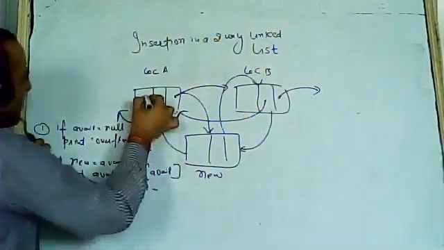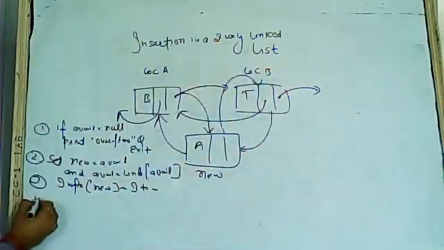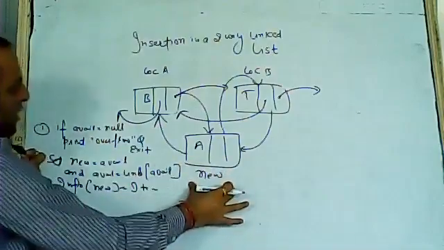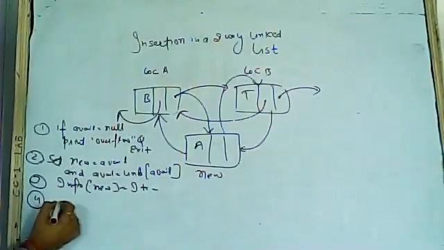Suppose this node has BAT. So here I add A, BAT. So then you told me if a new node wants to come between location A and B, what will be the forward of location A?